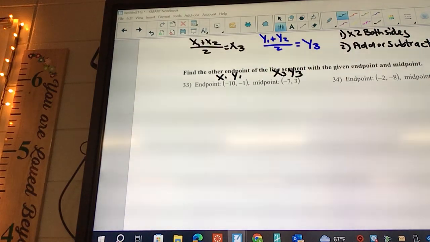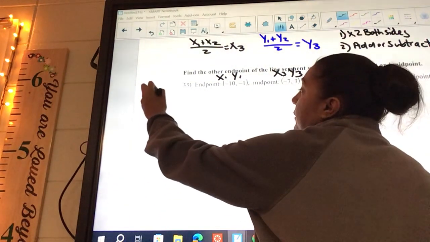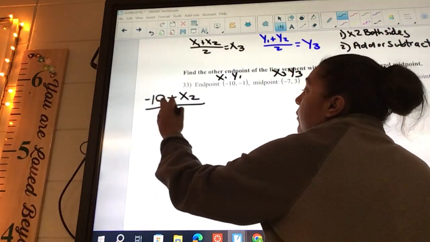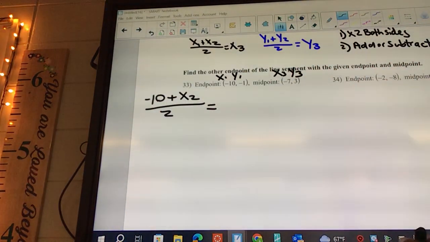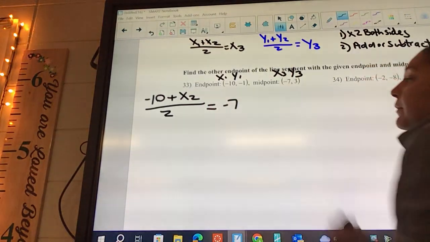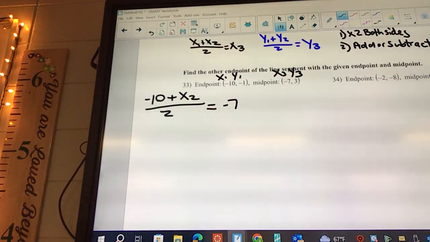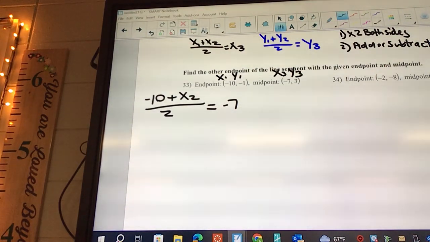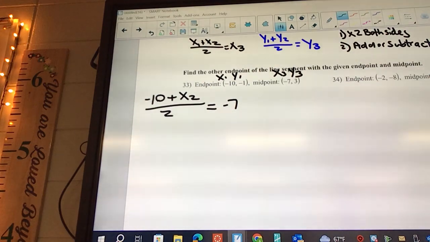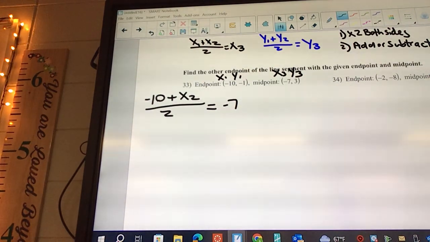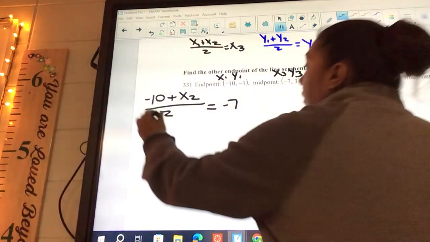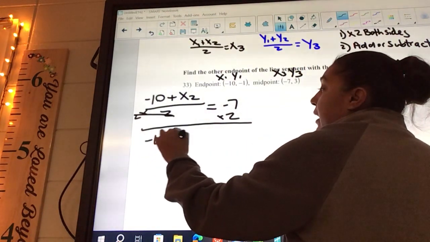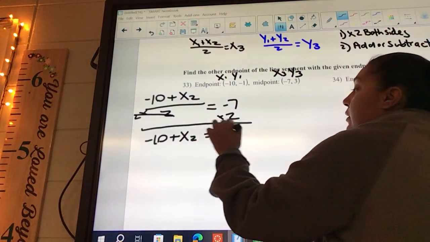So, my x1 is going to be -10. Do we know x2? No, so we're going to say x2 over 2 equals my x3, which is -7. We set it up, and by those instructions I just wrote, it says times 2 on both sides, which is what we're going to do. Times 2, times 2. So we get -10 plus x2 equals -14.